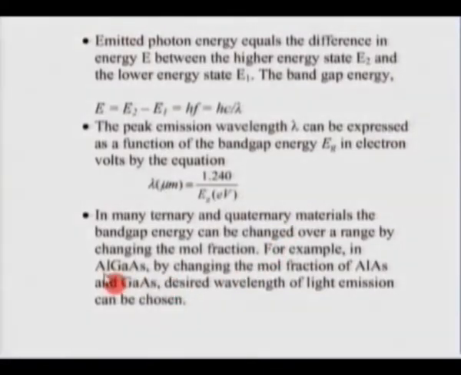Now let us take an example of a material like aluminum gallium arsenide. By changing the mole fraction of aluminum arsenide and gallium arsenide you can get different band gaps. We will not go into the details of the technology. So you could choose different materials and you could get different colors.